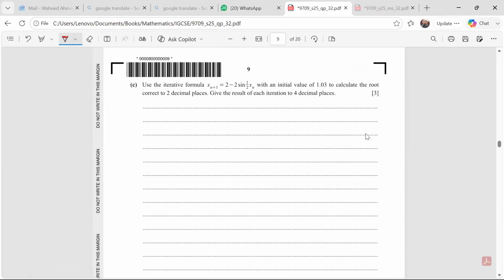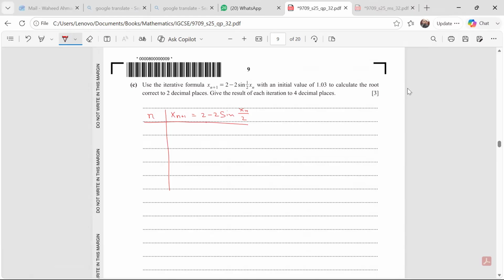Okay, now this is also interesting. Use the iterative formula, with the initial guess and the initial value, to calculate the root. So what I will do is make a table. This is the value of n, and here I will have x_n. x_(n+1) is basically 2 minus 2 sine of x_n over 2.